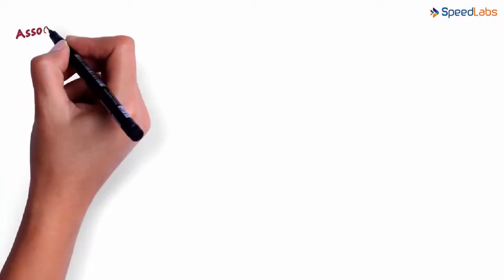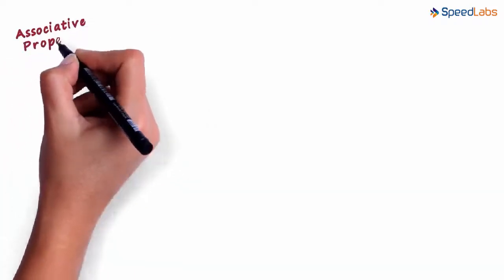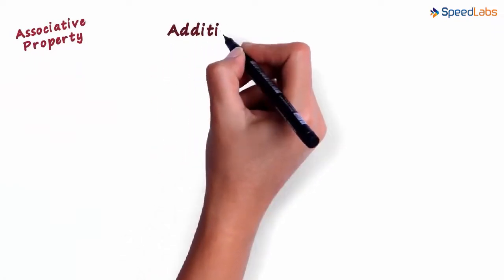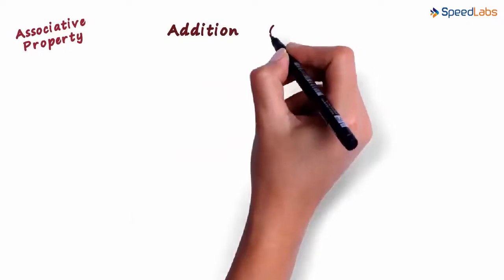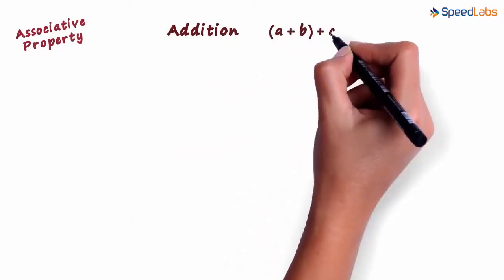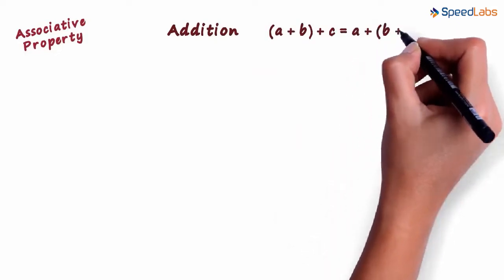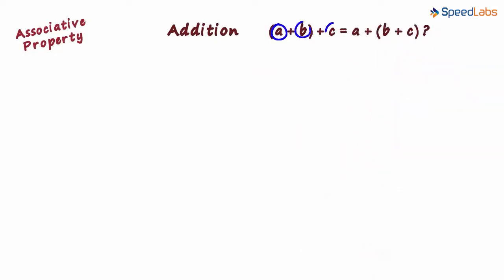What does the associative property actually mean? Let's start with the associative property for addition. To know if it's satisfied for addition, we just need to check if (a plus b) plus c equals a plus (b plus c), where a, b and c are rational numbers.